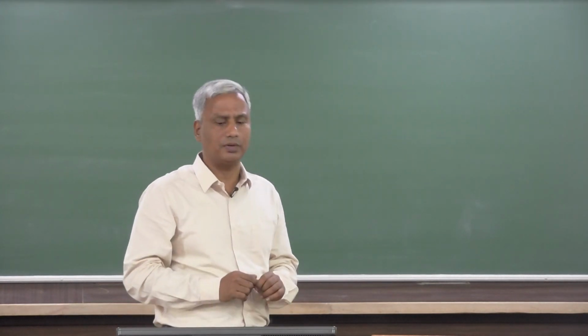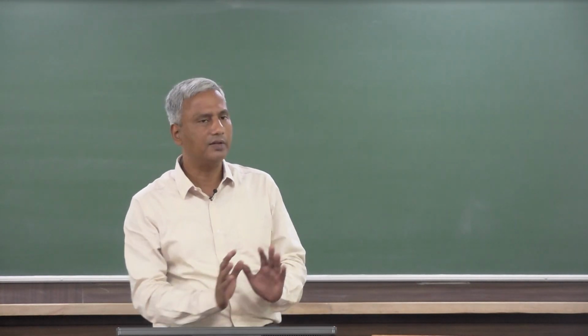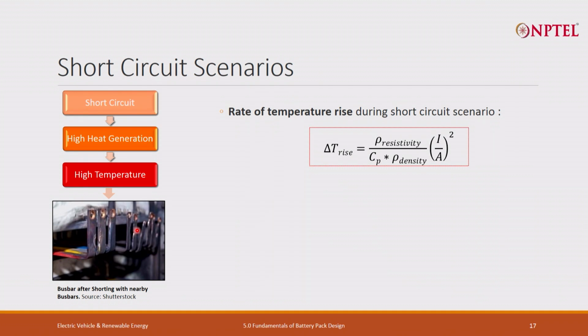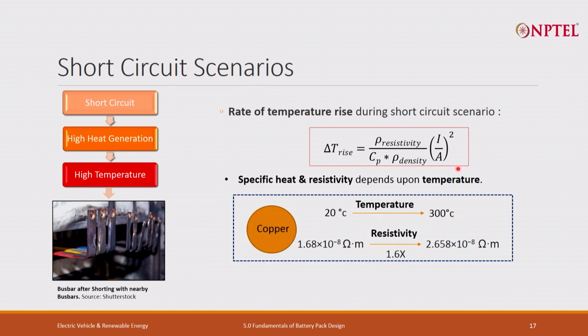So, how do you compute the rate of temperature rise during the short circuit? Again, there is a very small formula for that. The delta T rise is nothing but resistivity divided by Cp into the density of that material, multiplied with the square of the current density. I by A is nothing but current density. Generally you would know what the short circuit current would be, 300 ampere, 400 ampere, 500 ampere. Based upon your bus bar design, you would be able to know this and the current density. So, now you have this delta T rise, you know what can happen. So, you can design efficiently nearby your conductor path or bus bar path. So, even at that temperature, your design is still safe.